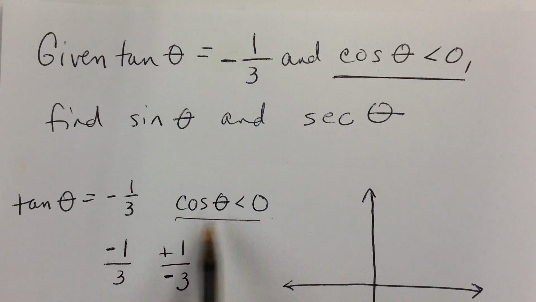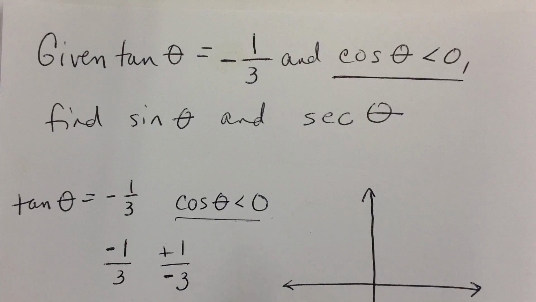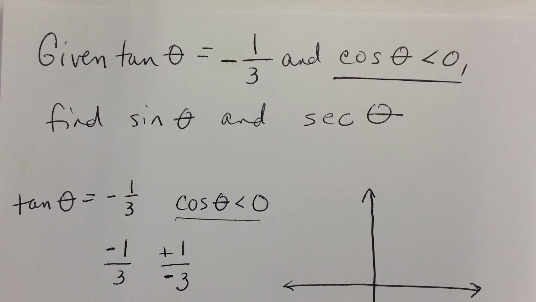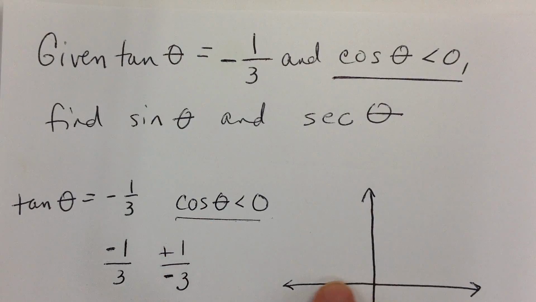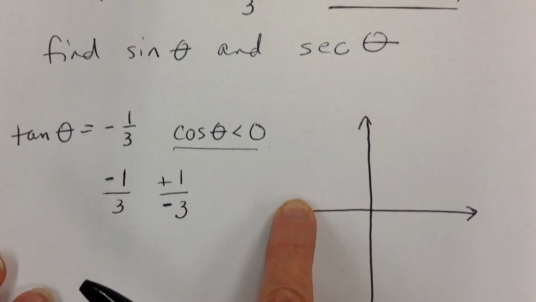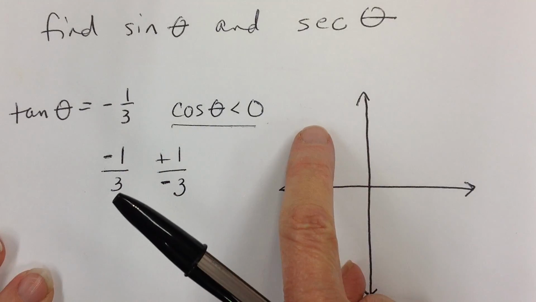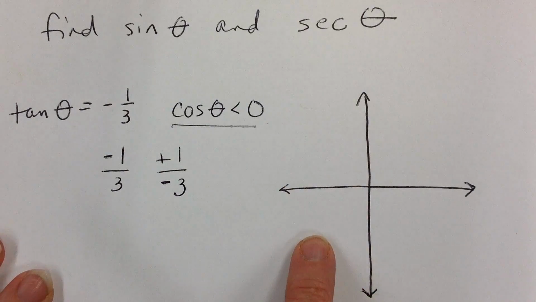In other words, when is cosine negative? Well, remember, cosine deals with the adjacent side over the hypotenuse. Your hypotenuse, which is your r, is always positive. So when is cosine negative? Well, that would be when your adjacent side is on the negative side. So your cosine is negative in quadrant 2 and quadrant 3.